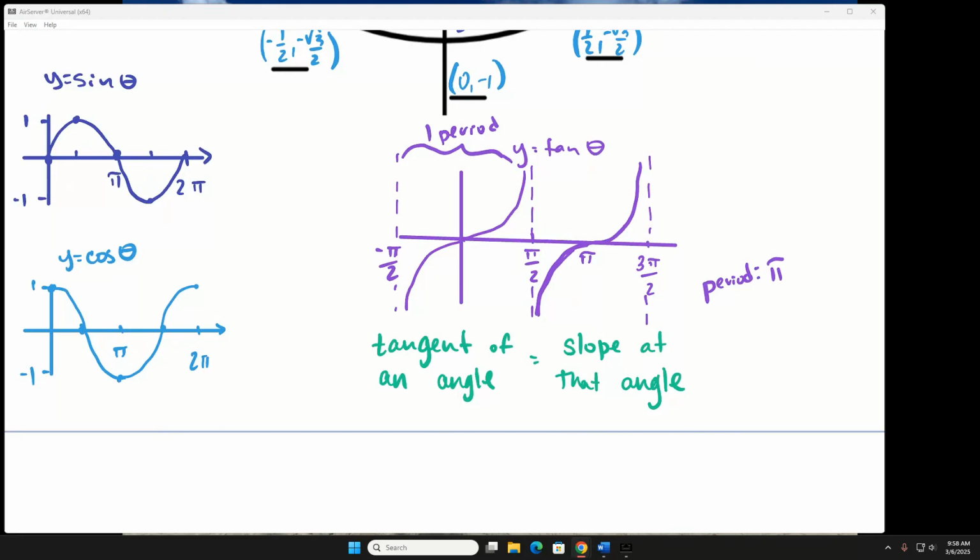So what was the period of sine? We already said that. We're just going to write it on here. The parent function of sine has a period of 2 pi. Cosine has a period of 2 pi. So tangent just has a shorter period, and that's fine. It doesn't matter. It's just one more thing you do need to remember.